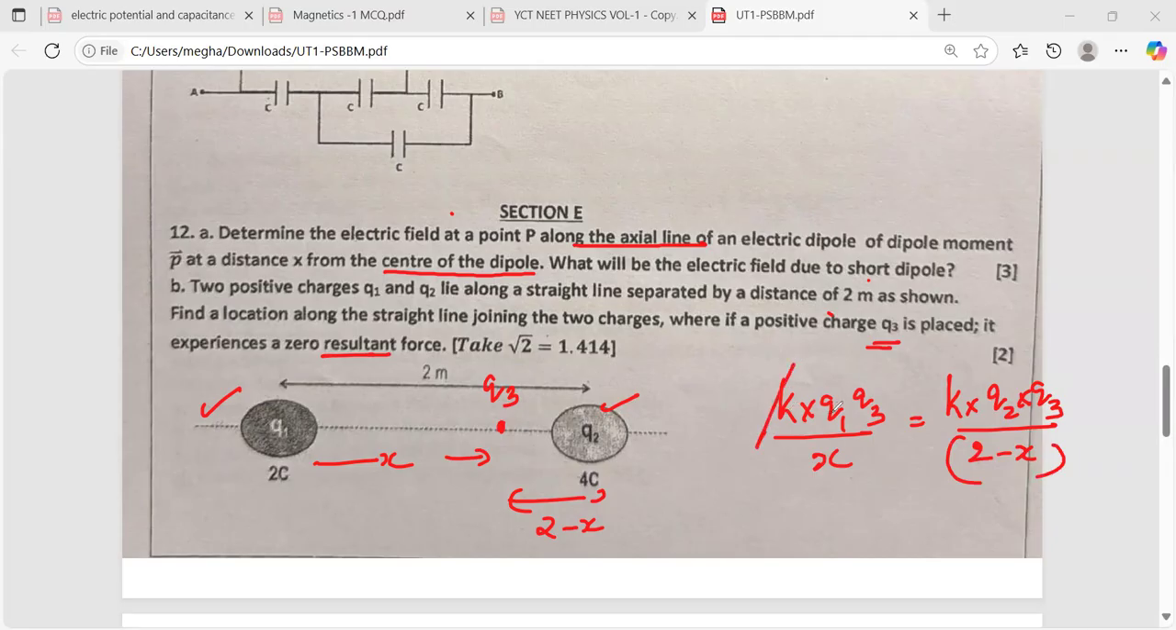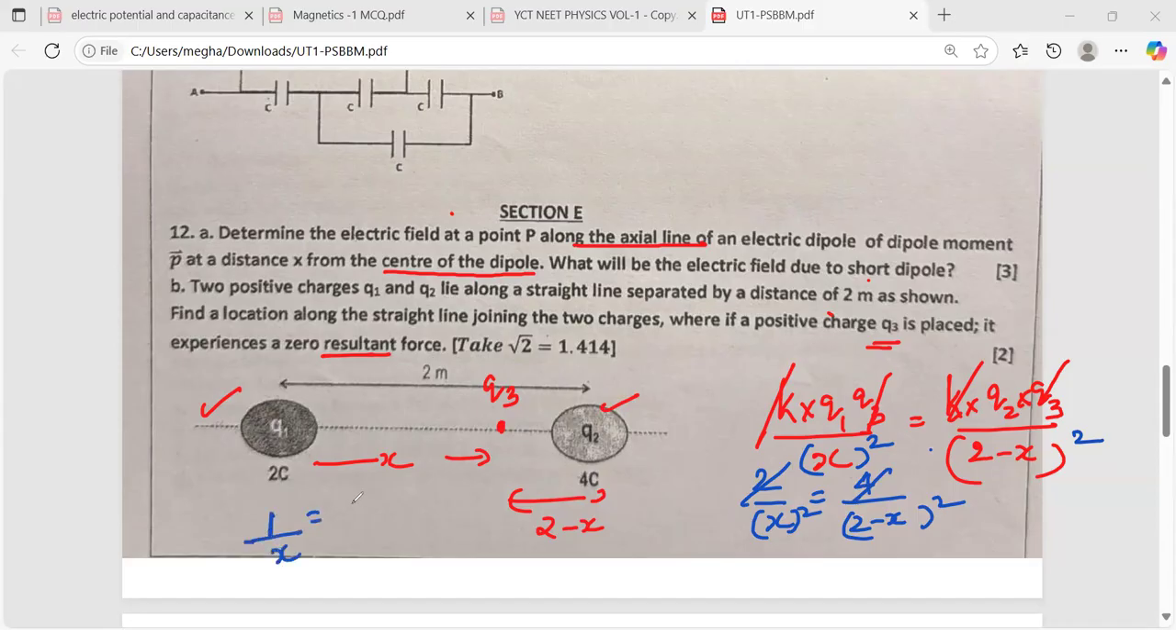So therefore K gets cancelled, Q3 gets cancelled. So therefore what is Q1 here? 2. So therefore I am taking this as 2 by x squared is equal to 4 by (2 minus x) squared. So therefore I can take the square root on both sides after reducing it. So when I take the square root on both sides, 1 by x is equal to root 2 divided by 2 minus x. Now cross multiply, 2 minus x is equal to root 2 x.